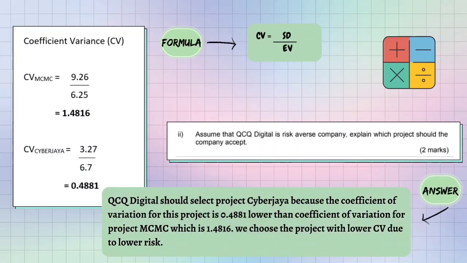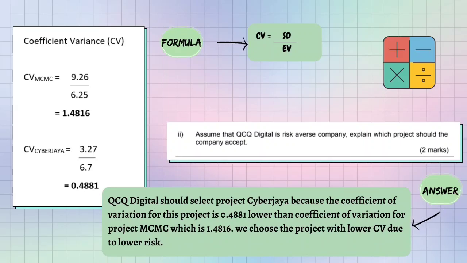Lastly is coefficient variance, Cv. The formula for Cv is the total of SD divided by the total of EV. So the answer would be 1.4816 for project MCMC and 0.4881 for project Cyberjaya. And make sure to take 4 decimals.